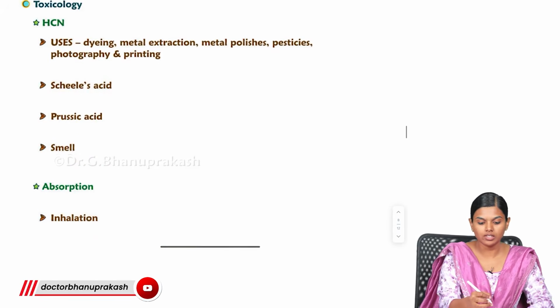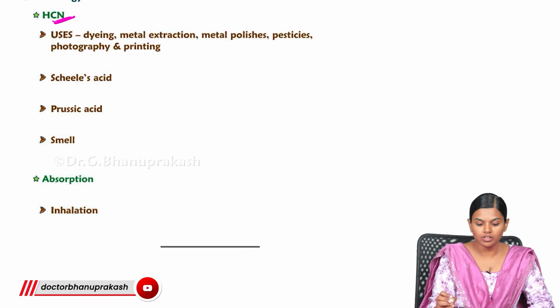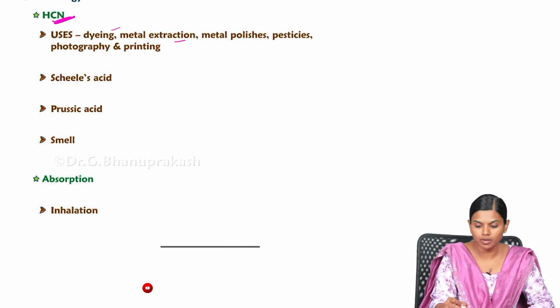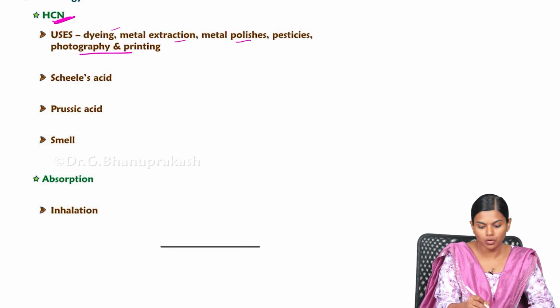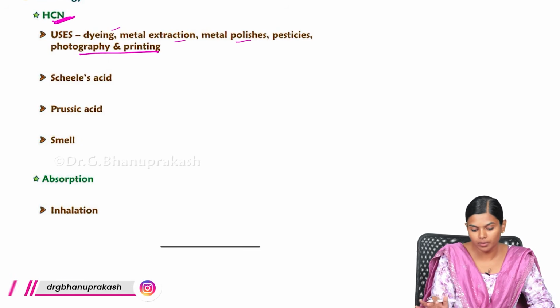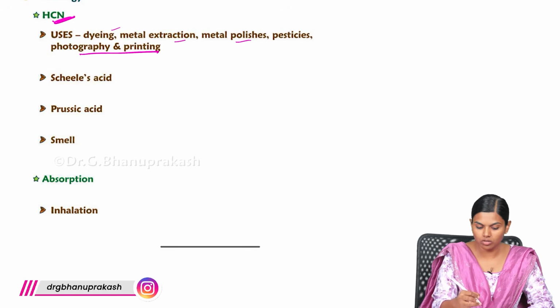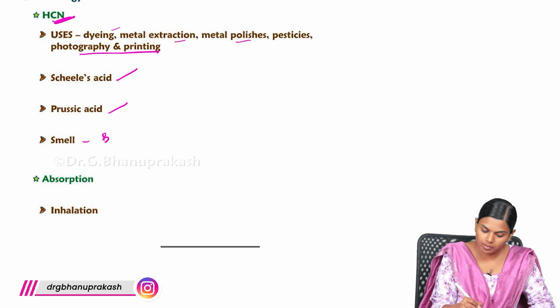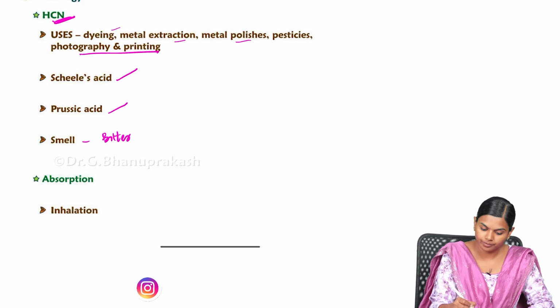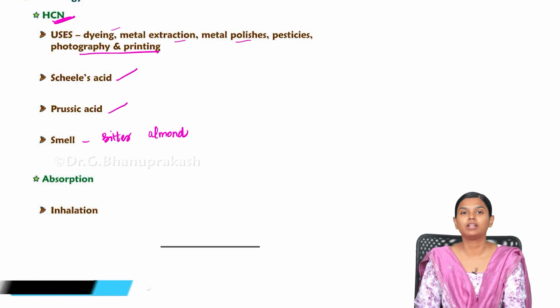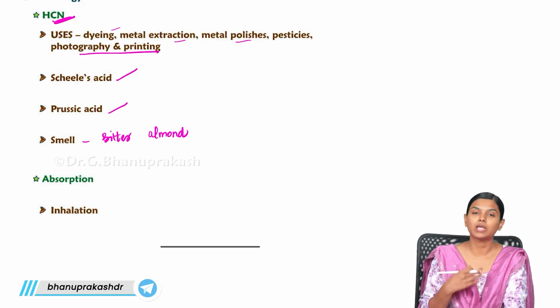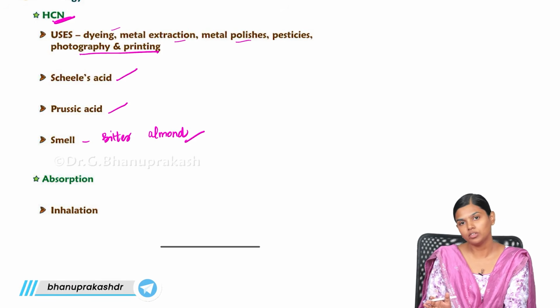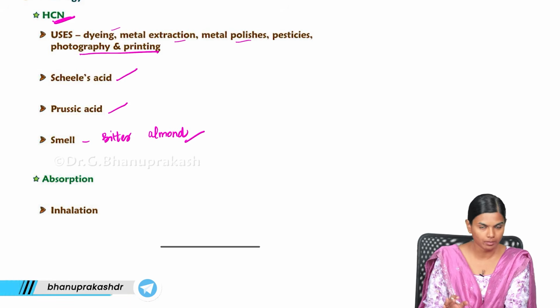Next, what we are going to see is cyanide. Cyanide is used in dyeing, metal extraction, metal polishes, pesticides, photography and printing. In all these places we use cyanide. It is also known as Scheele's acid and prussic acid, and it has a bitter almond smell. This is very, very specific to cyanide. They will ask you which has the bitter almond smell. It is cyanide. The ability to perceive this smell is present only in a few people. Not everyone will be able to identify this bitter almond smell.